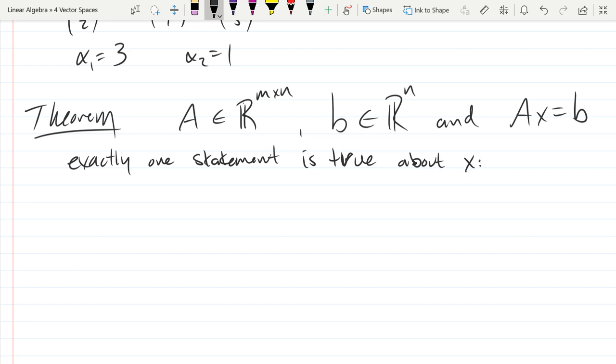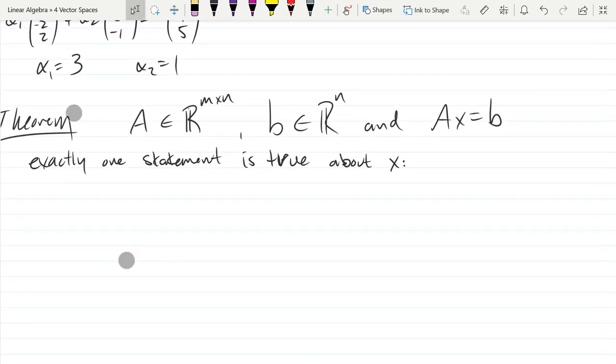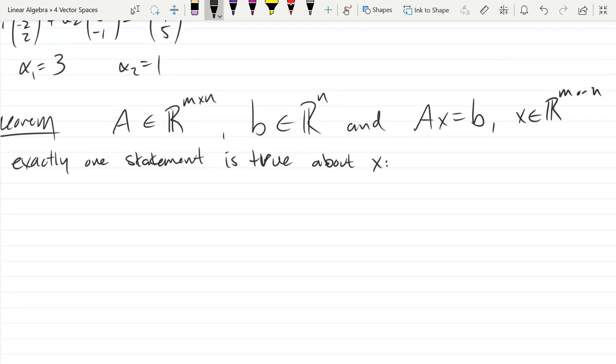All right, so before I write the statements down, I want you to figure out what dimension X has. And I'll narrow it down, it's either M or N dimensional. So how do we figure out the dimension of X? Super important is that product right there, AX equals B. So you know one dimension of X because it's multiplied by A. So your inner dimensions have to match. And you know your other dimension by looking at B.